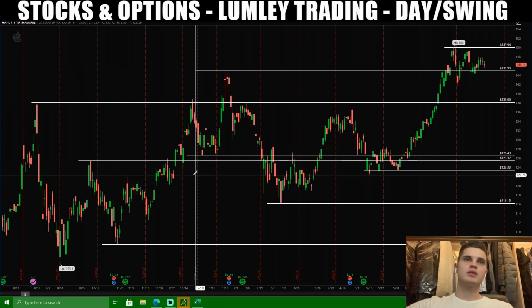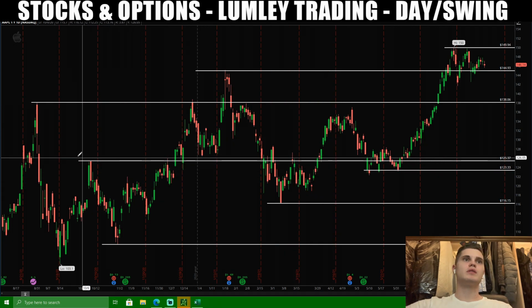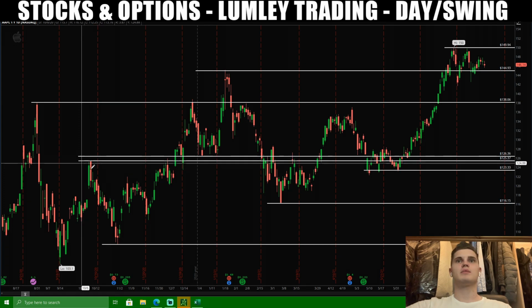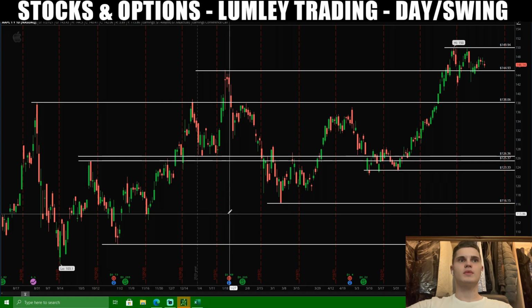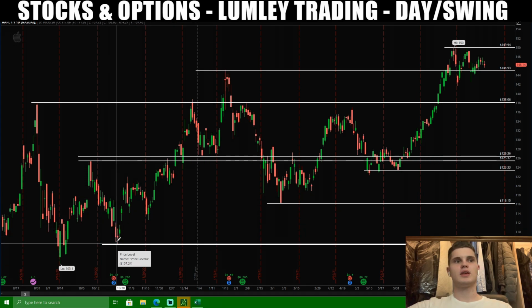We'll go to the next line. Again, we will keep this, but we'll put them together so we know we're looking at the same line. So this area of support and resistance will be the main one. Let's go on to the next line down here.